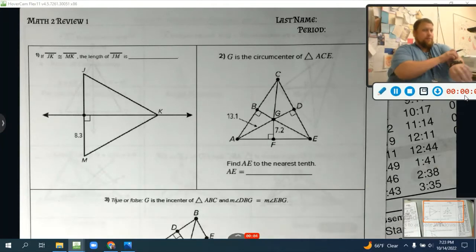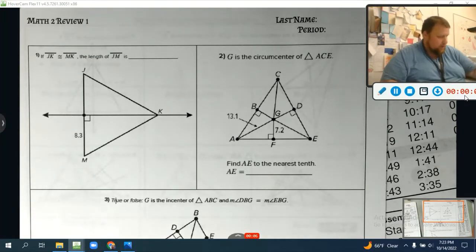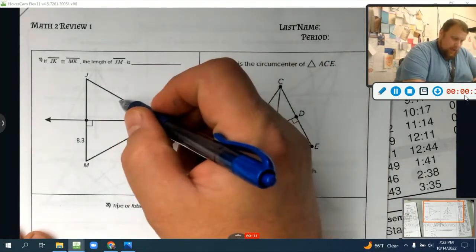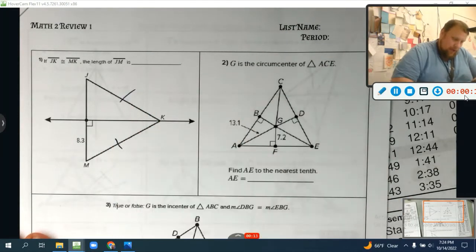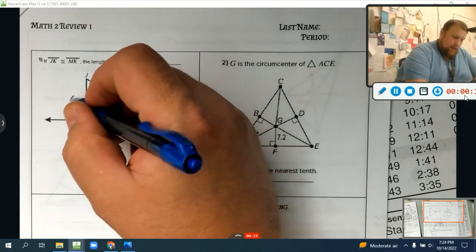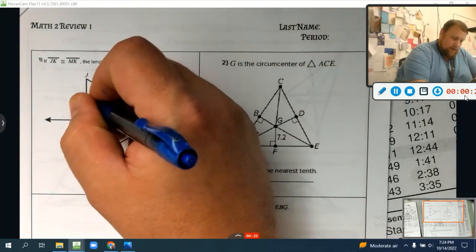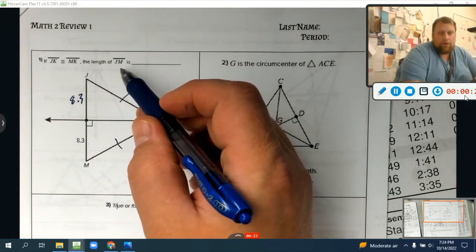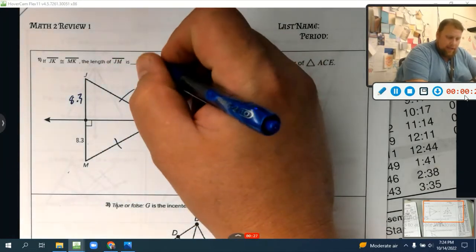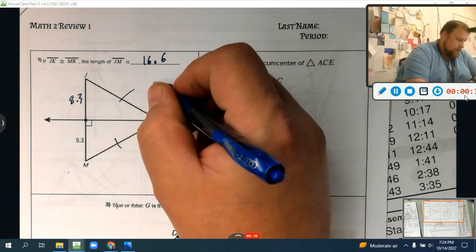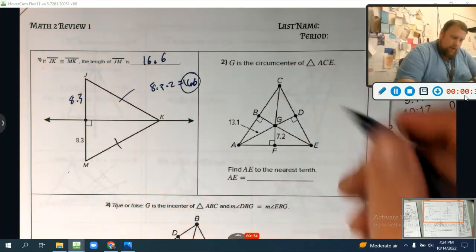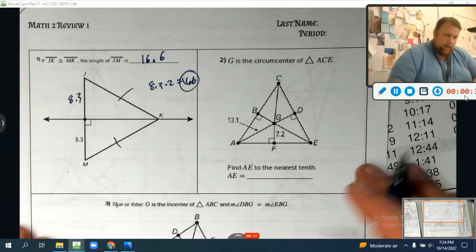All right, let's do this Math 2 review for test 1. And here's how this works. It says that JK is congruent to KM. That means that this distance right here is the same as this distance. So if I want to know the whole distance of JM, it's just that 8.3 times 2, or I add them together, and I get 16.6. Right? All right, there we go. We're starting off quick. Let's keep going.